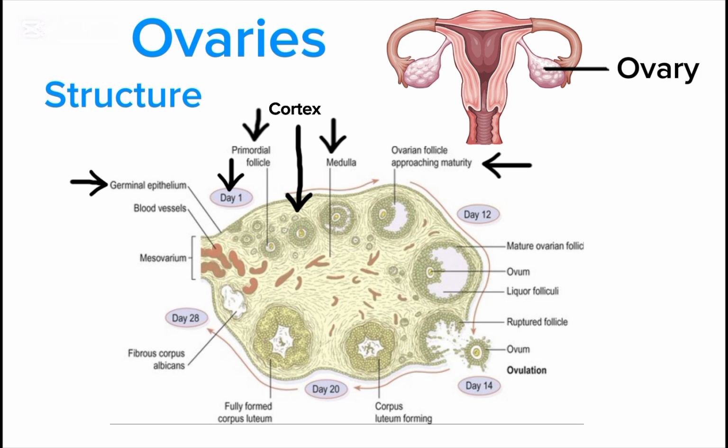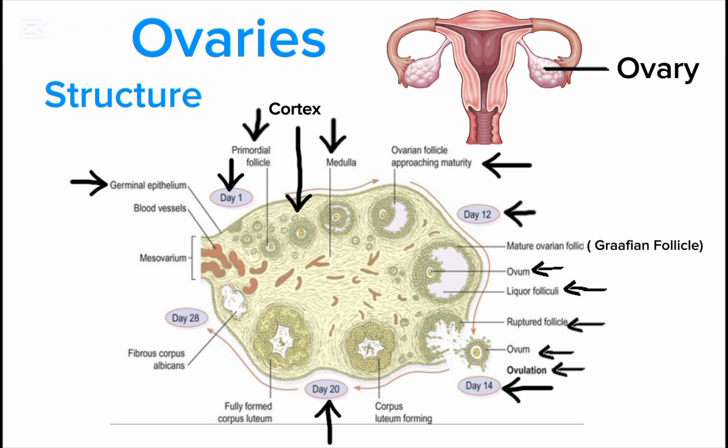By around day 12, one follicle becomes mature and is known as mature or Graafian follicle, which contains ovum and liquor folliculi. By around day 14, this mature follicle ruptures and releases ovum, that is egg. The process is known as ovulation. So ovulation occurs at day 14 of menstrual cycle.